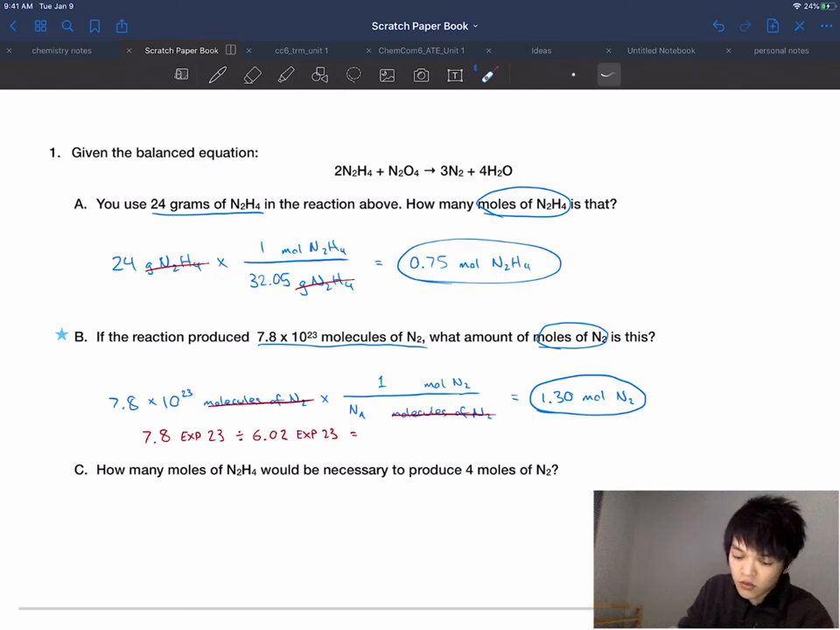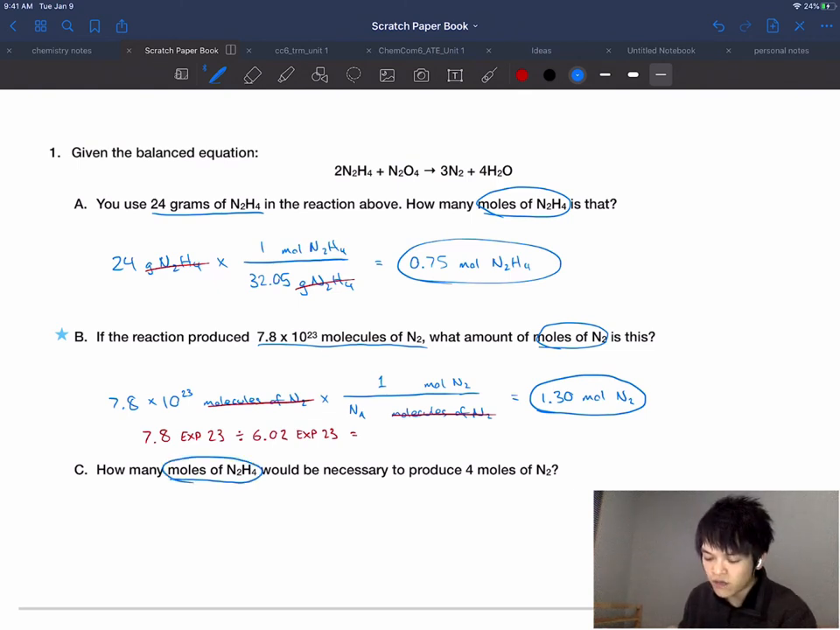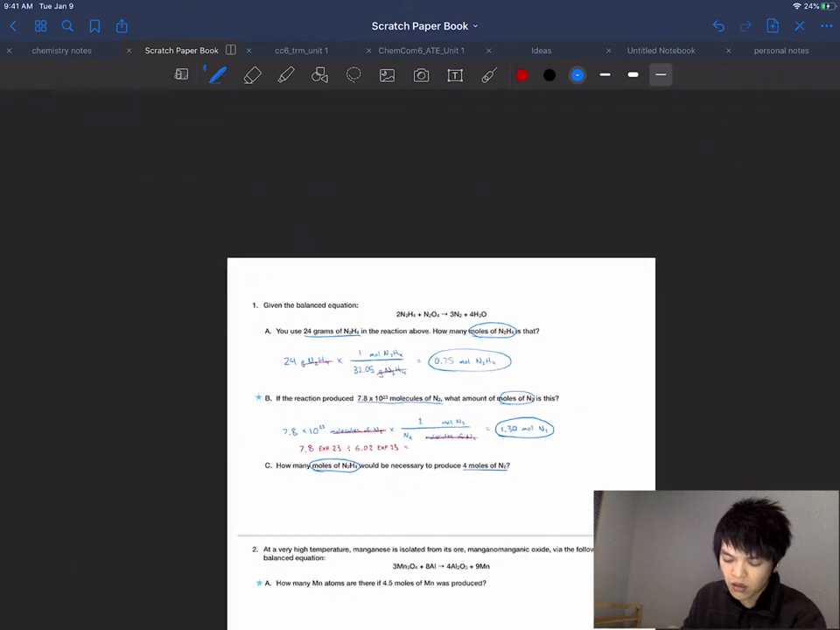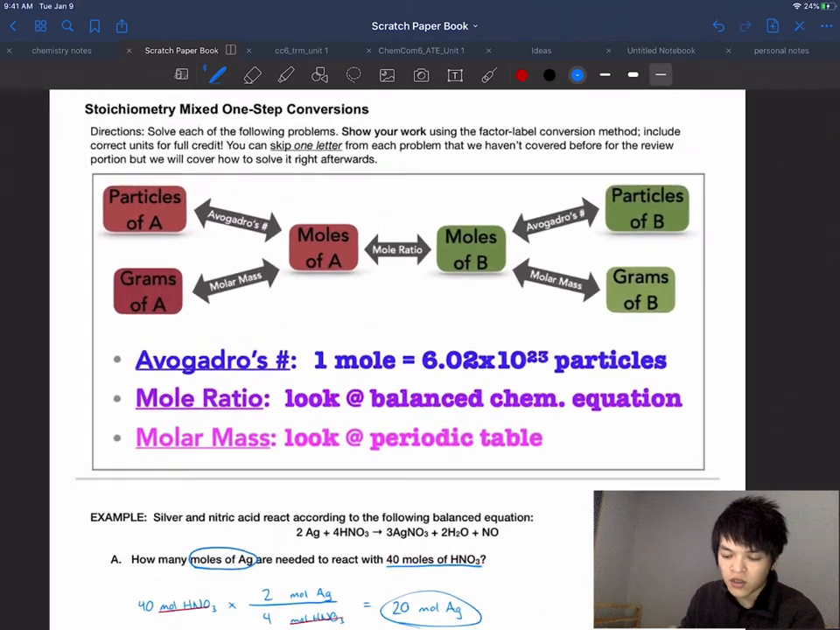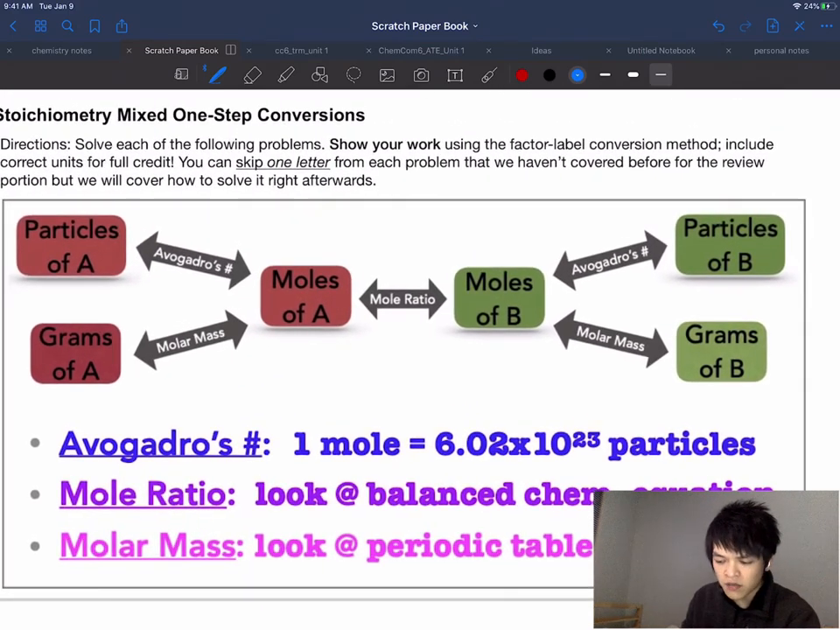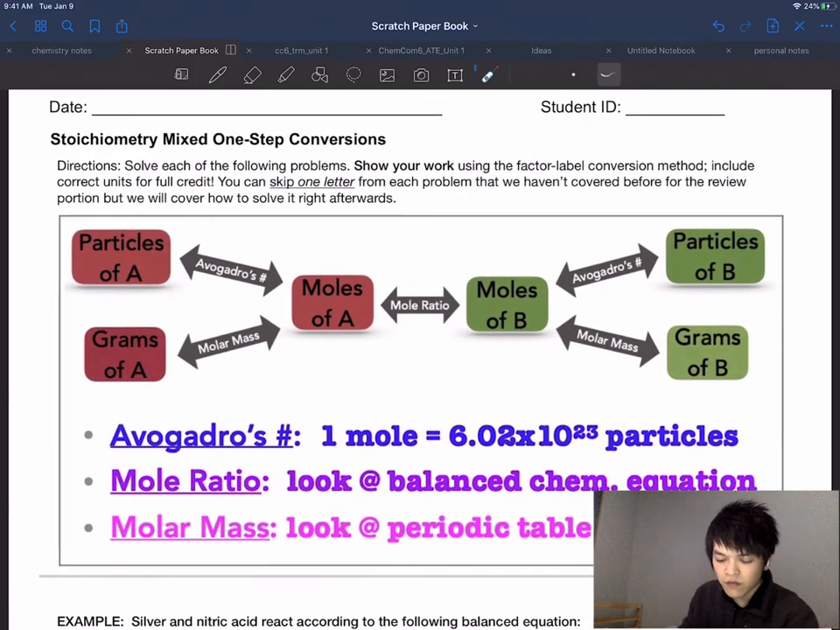Let's do our annotations. We are trying to convert to moles of N2H4. We are starting from 4 moles of N2. These are moles of different substances. So moles of N2 is what we're starting with. Moles of N2H4 is what we're trying to convert to. If you look at our flow chart, we're starting with moles of just one substance, and we're trying to go to moles of N2H4.